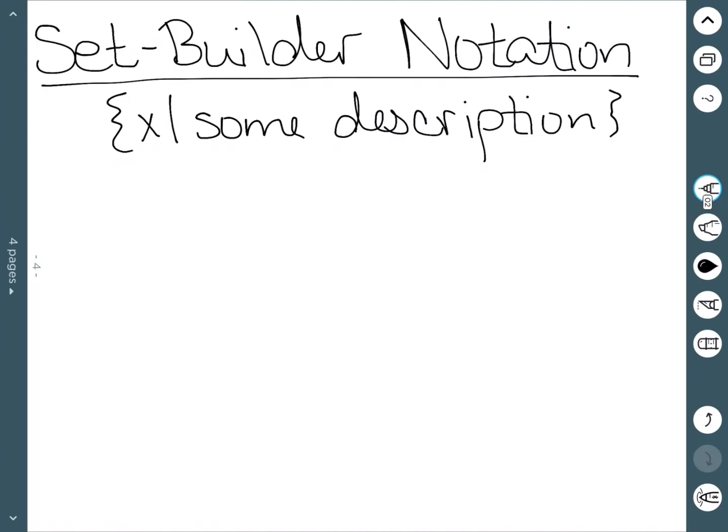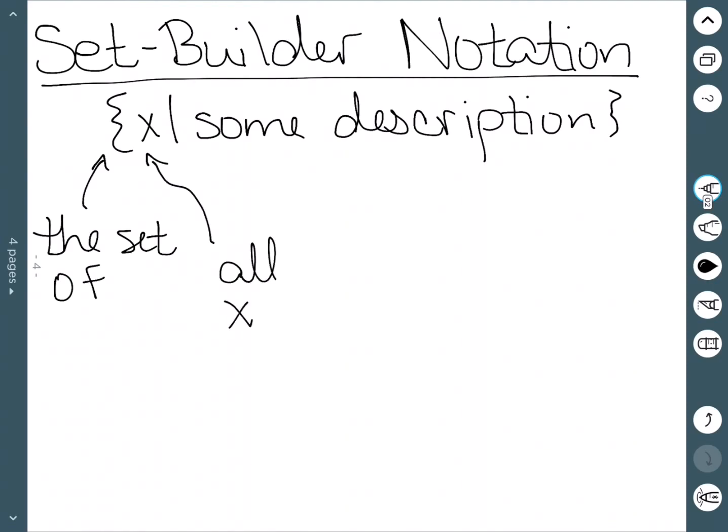Our second method is known as set builder notation. This is the general form of set builder notation. The braces say the set of. This then says all x. The vertical bar reads such that. And then we have some description to describe what's going on in our set.